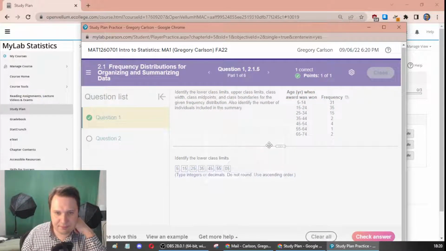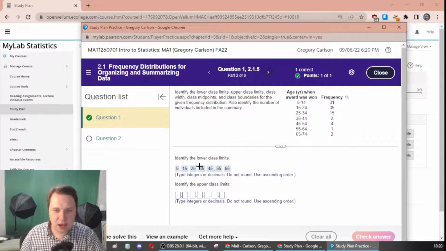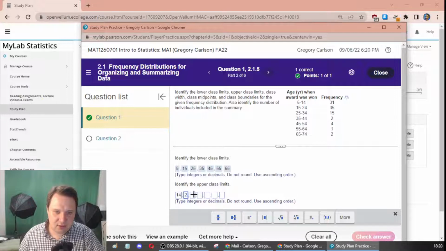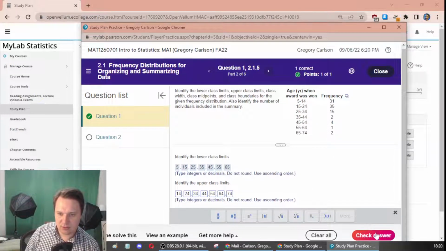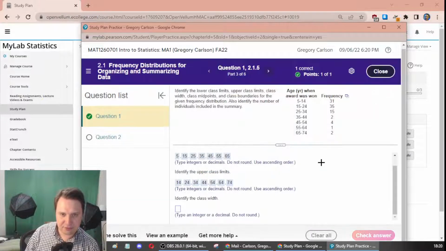So easy enough. Then they ask for the upper limits. Same idea. It's just we need to do the right edges of the boundaries. So 14, 24, 34, 44, 54, 64, 74. So those are all of the upper limits, just the right-hand side of these ranges. So we'll click check. Easy enough.